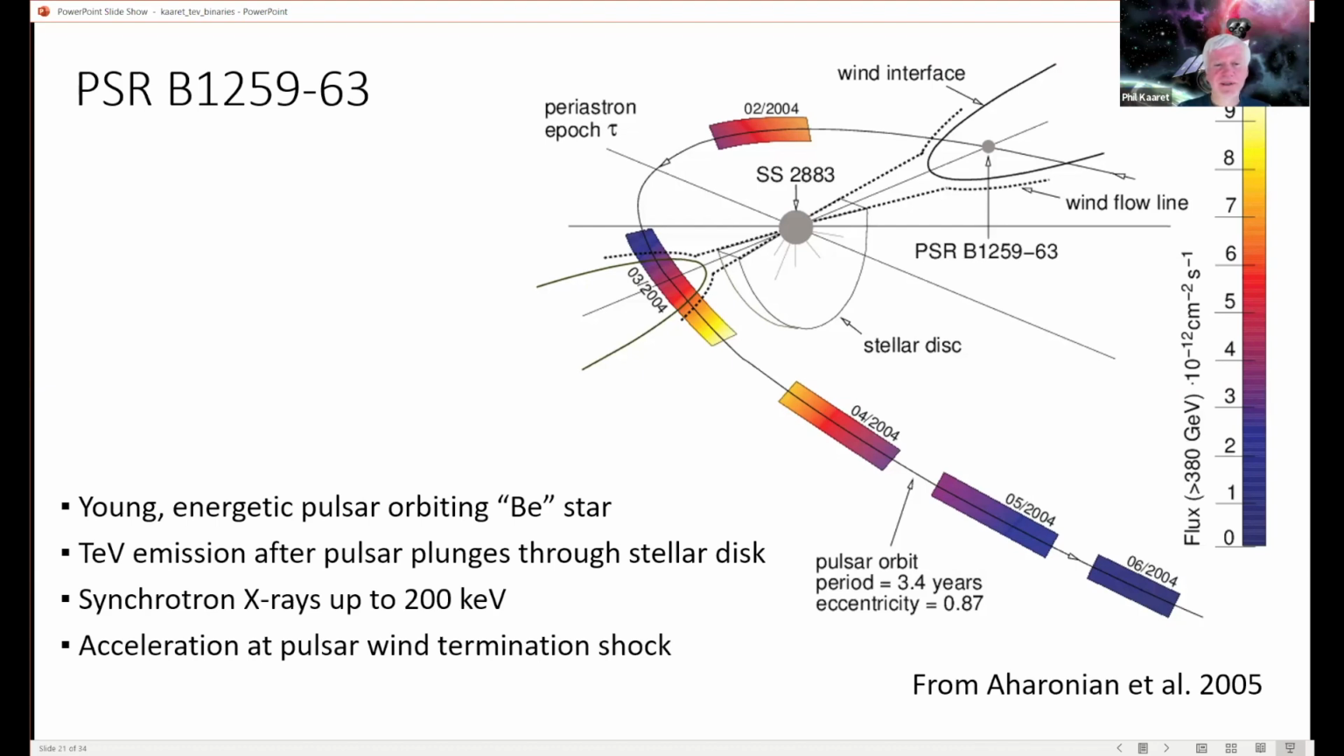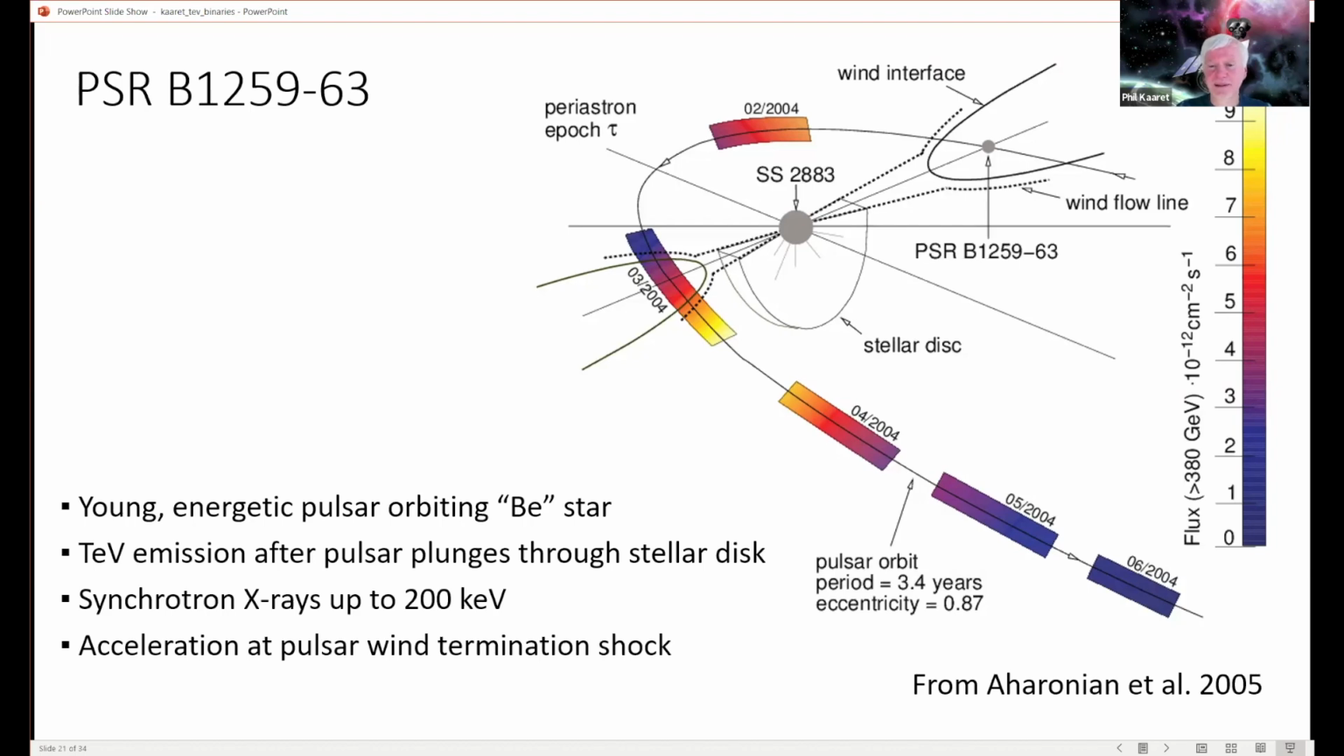And there's TeV emission after the pulsar plunges through the stellar disk, which it does twice every 3.4-year orbit. Synchrotron emission was measured with the OSSE detector on the Compton Gamma Ray Observatory up to 200 keV by Eric Grove. And it's thought to be acceleration at the pulsar wind termination shock. So again, we decided to go look at this.